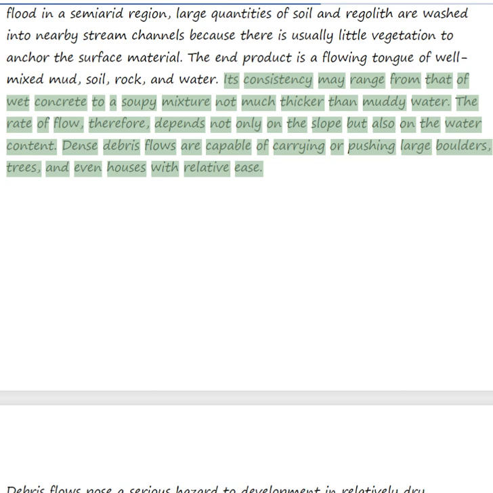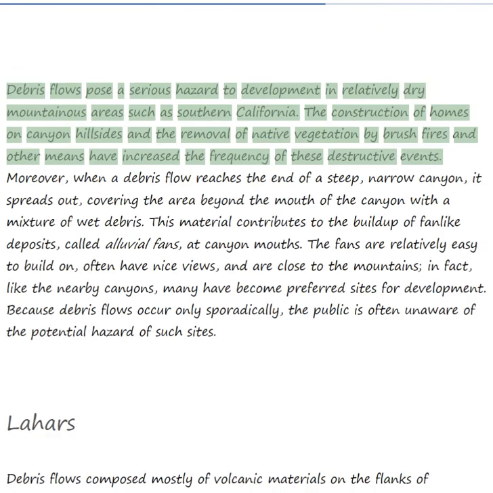The rate of flow, therefore, depends not only on the slope but also on the water content. Dense debris flows are capable of carrying or pushing large boulders, trees, and even houses with relative ease. Debris flows pose a serious hazard to development in relatively dry mountainous areas such as Southern California. The construction of homes on canyon hillsides and the removal of native vegetation by brush fires and other means have increased the frequency of these destructive events.